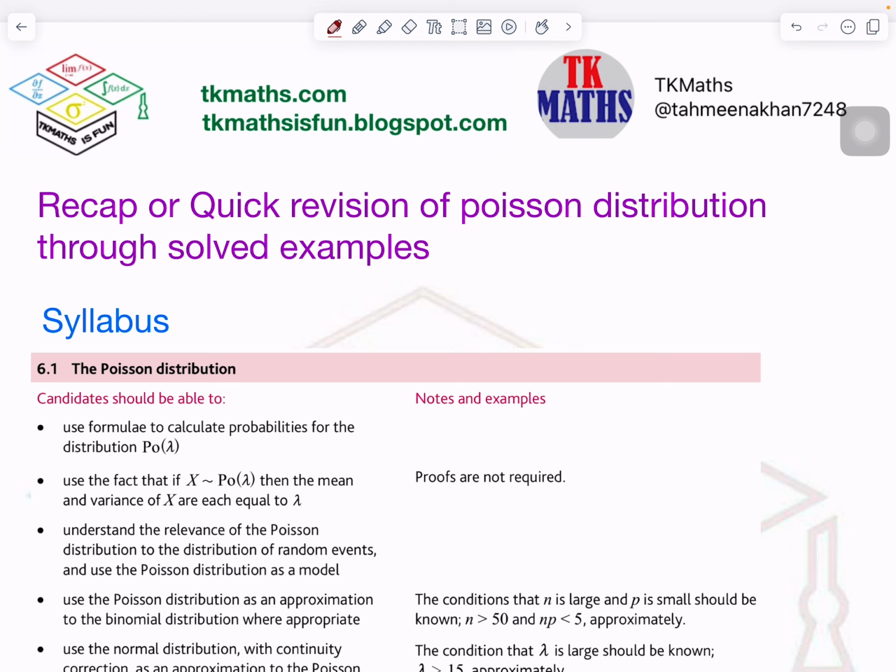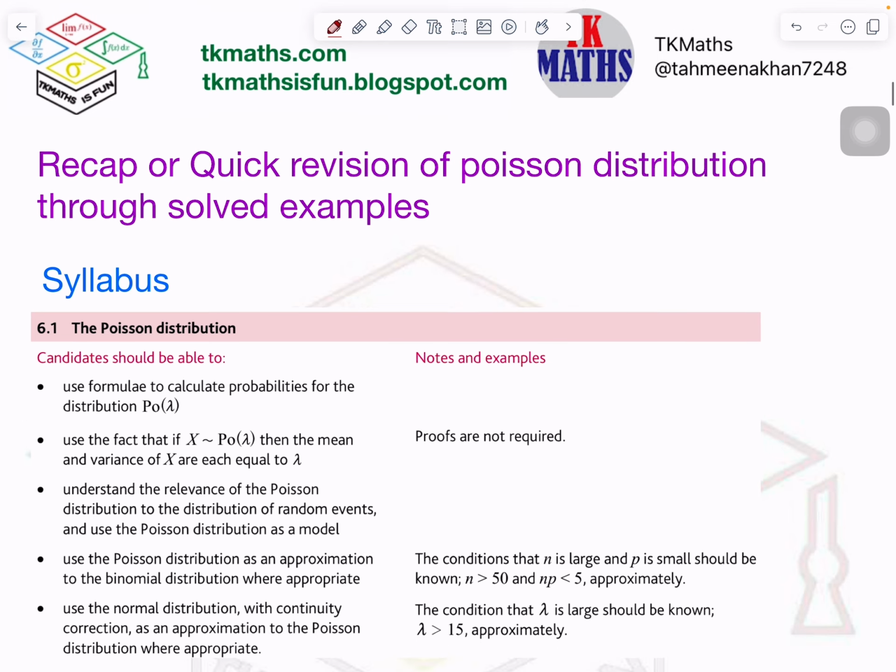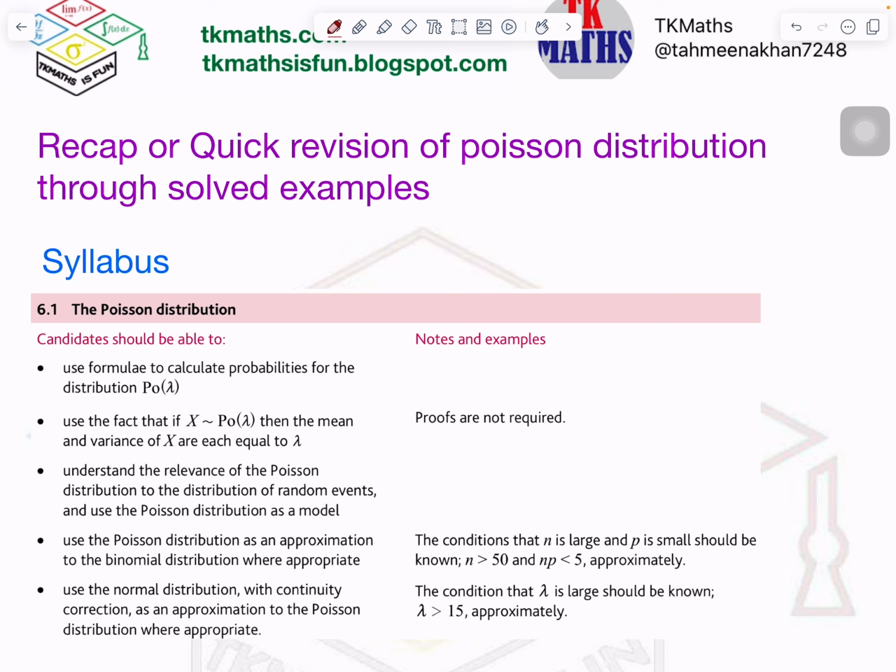In today's video, which is part of a series for understanding Poisson distribution, a part of the syllabus of A-level mathematics S2, these videos, consisting of four videos, will cover the overall concept of the Poisson distribution with solved examples. So this is the syllabus.